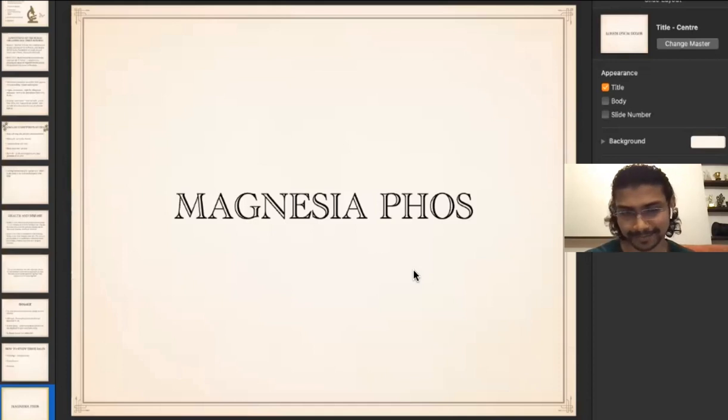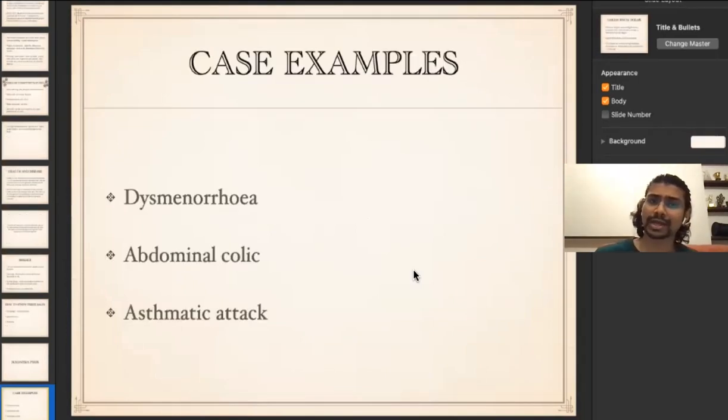This is a very rare application that I've done for MagPhos. So in the beginning, if you all paid attention, in the physiological chemical data, we read that it is a good component of even the spermatozoa. So case examples where you can easily use this is dysmenorrhea, abdominal colic, asthmatic attack. Now, dysmenorrhea, it is very, very, very useful as an SOS.